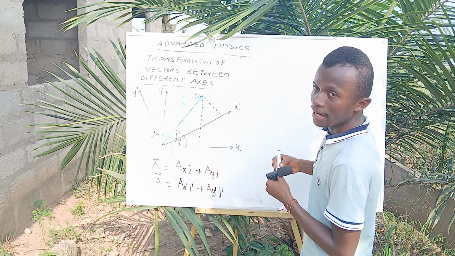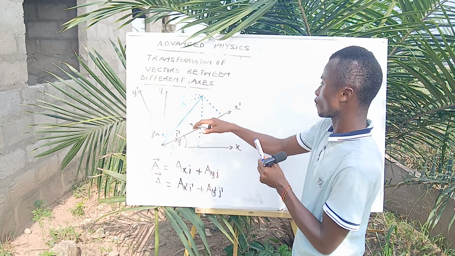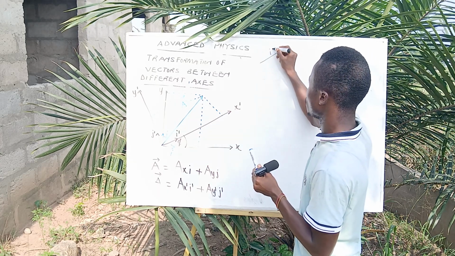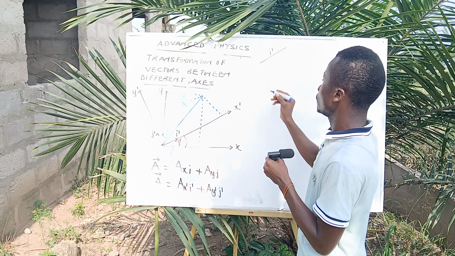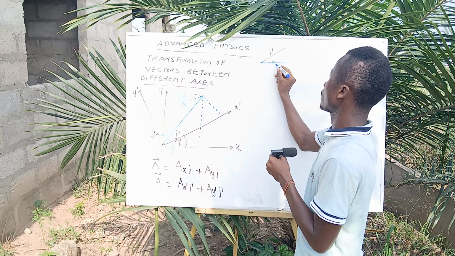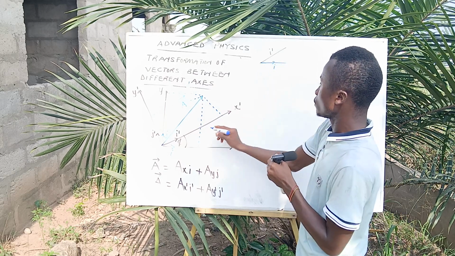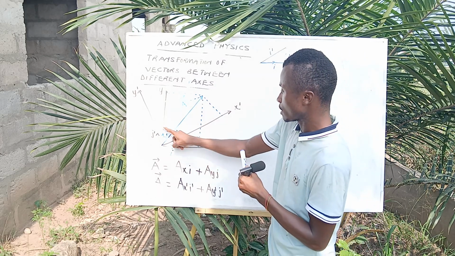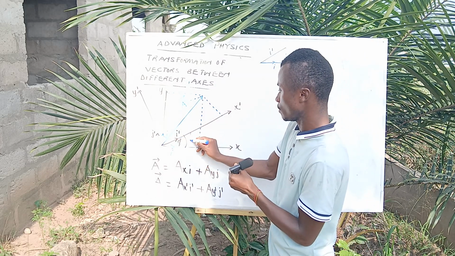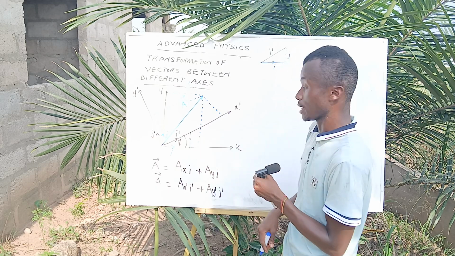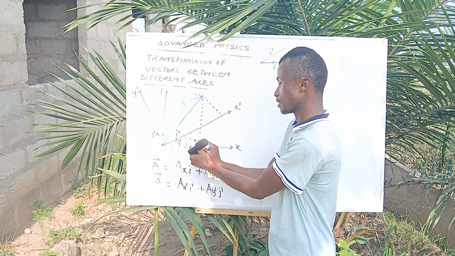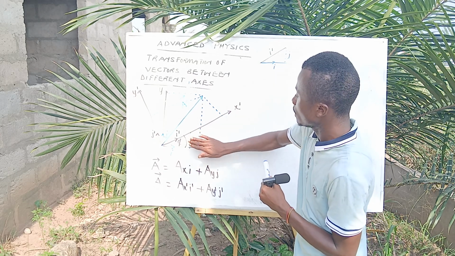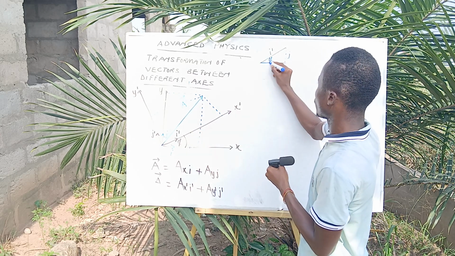So if we isolate i prime from the Cartesian plane, you have i prime like so, and then you have i, and then you have j. Now j is like so, and it can be transferred over here. So this is also j. Then the angle between them is phi.